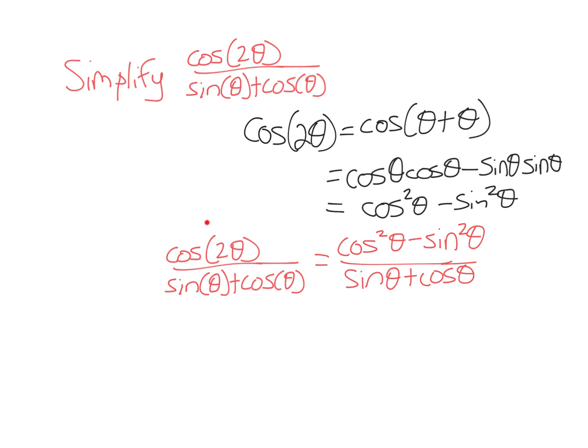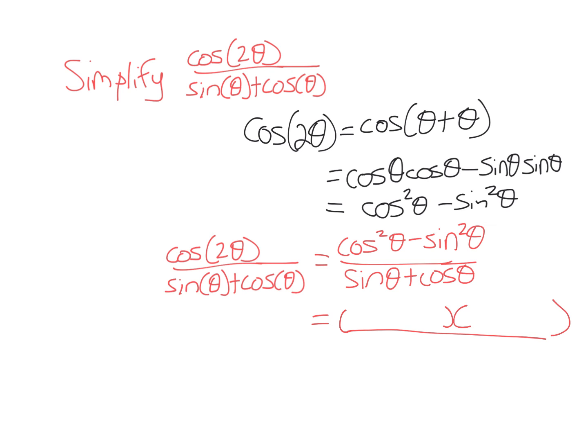So I can rewrite my original expression like this. All I've done is change cos of 2 theta to cos squared theta minus sine squared theta. So I can't cross out anything here, can't cancel anything yet, but what I can do is note that the top is actually the difference of two squares, a perfect square minus a perfect square. So I can factorize using the difference of two squares.